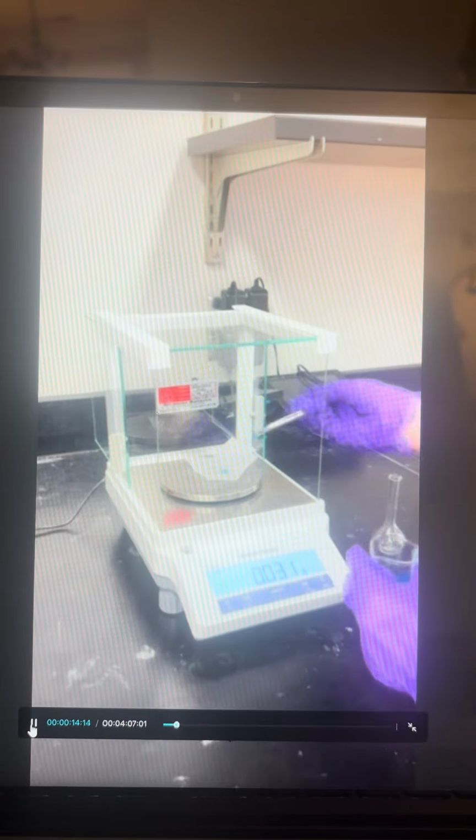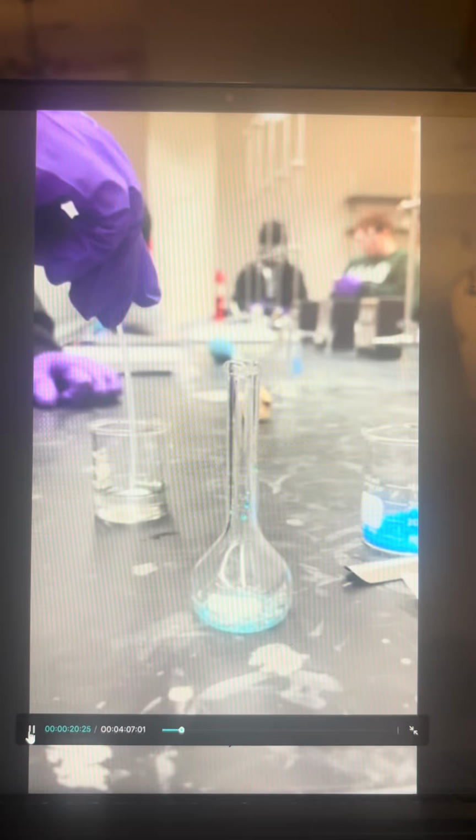To first make the stock, we need to measure out copper sulfate pentahydrate. We got about 0.087 grams, and we transfer that into a volumetric flask. We then dissolve it with water, and that creates the complex ion of hexaaqua copper.